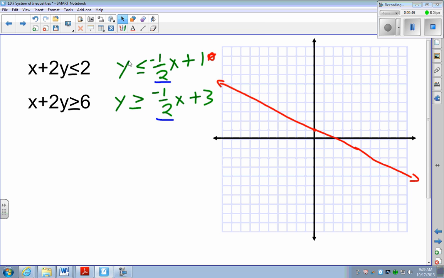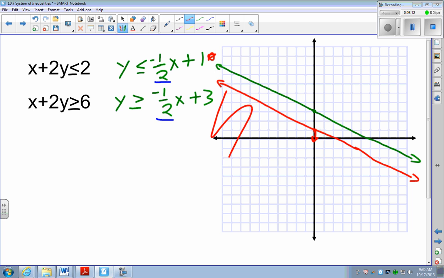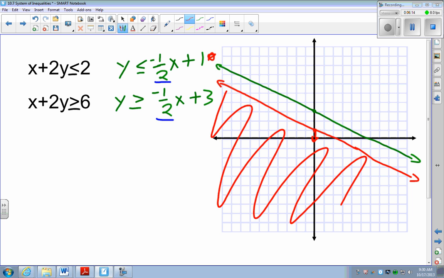All right, and now let's graph this other line. 3 is our y-intercept, negative 1 half is our slope. Now notice these lines are parallel, so they'll never intersect. So when we're looking at our red line, y is less than this point. So we look at a point, draw a line underneath it. So when we check it, we'll get that all of our solutions are going to be down here.